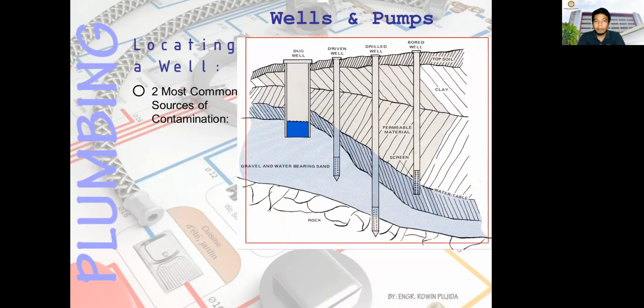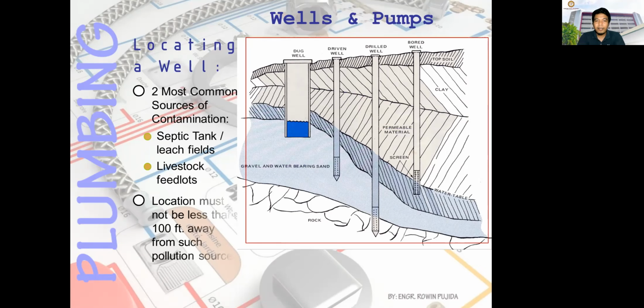Okay, so locating a well. Two most common sources of contamination: septic tank and or leach fields, sump pit, or you have the privy, livestock feedlots. Then location of wells must not be less than 100 feet away from such pollution source.